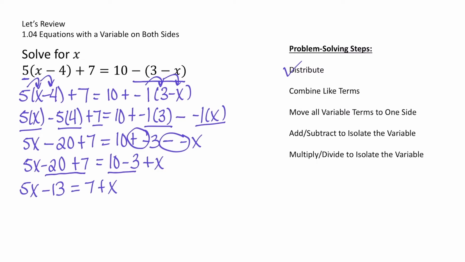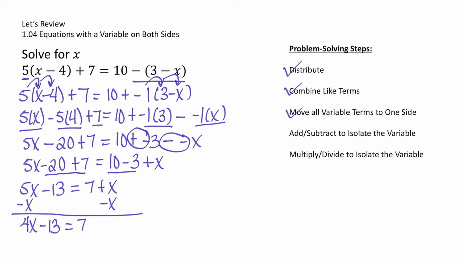Now I'm going to work on moving all my variables to one side. So on the right side, I have a plus x, so I'm going to move it to the left by subtracting x from both sides. So when I do that, I have 5x minus x, which is 4x, minus 13 equals 7.